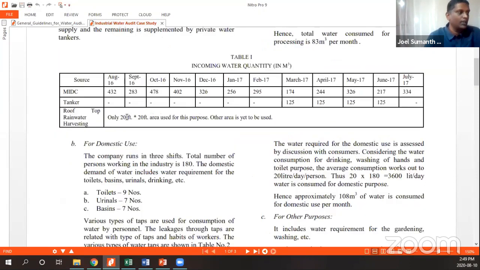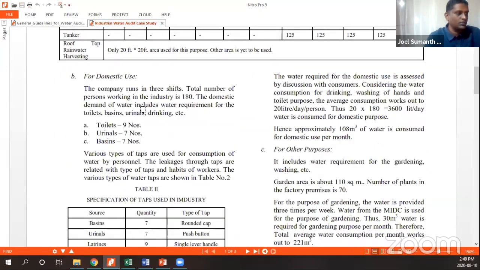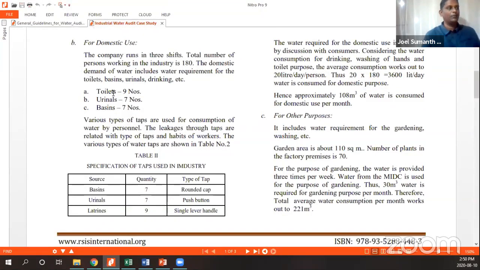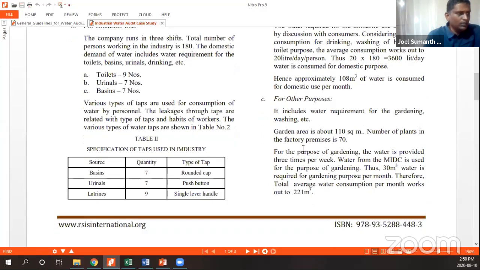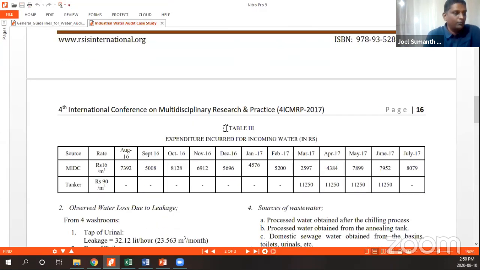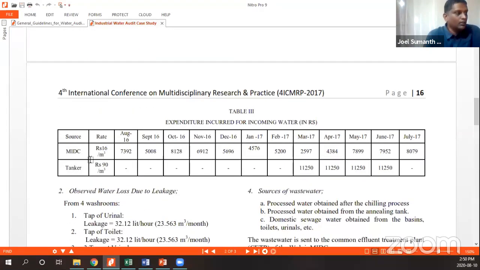Then you have the domestic usage: how much water is used for domestic usage, and the number of facilities they have. Then you have other purposes. Other purposes are basically for gardening and small taps.